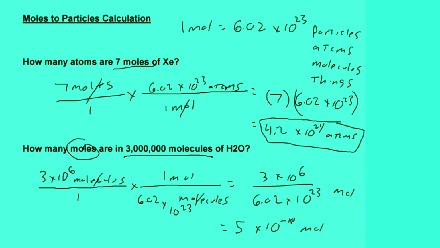So make sure you're getting this on your calculator because a lot of people make mistakes dividing exponents like this. Sometimes you have to put in parentheses when you're on your calculator, so make sure you get 5 times 10 to the minus 18 for this problem.